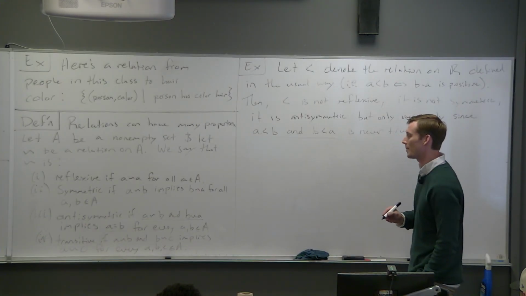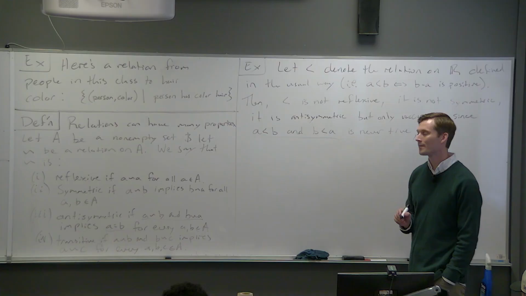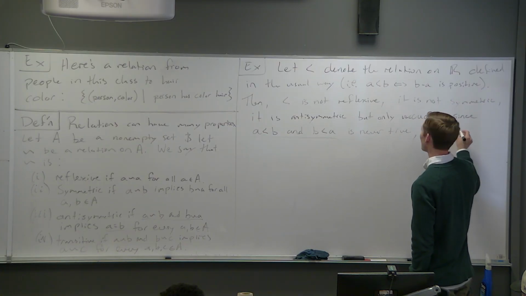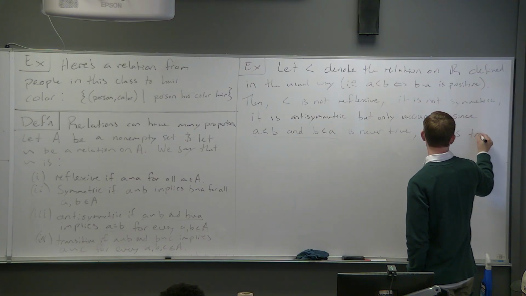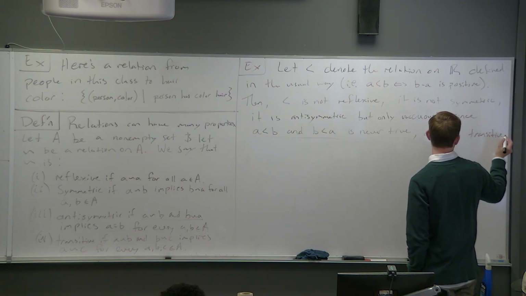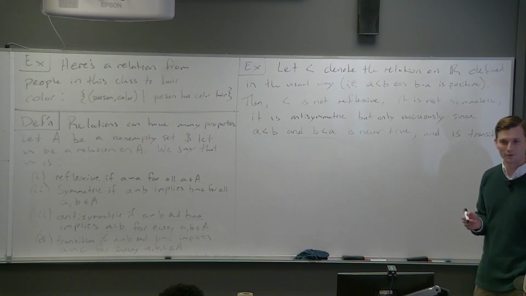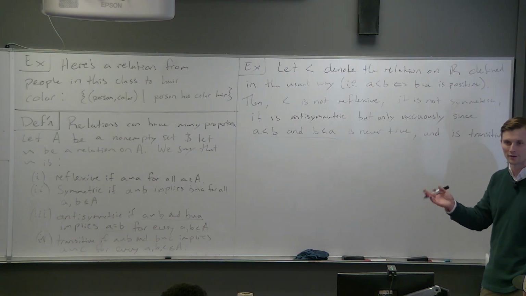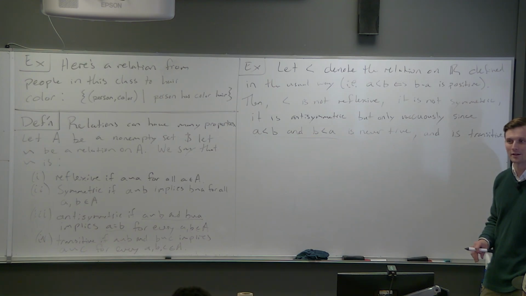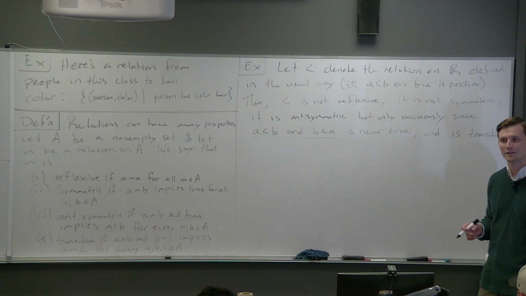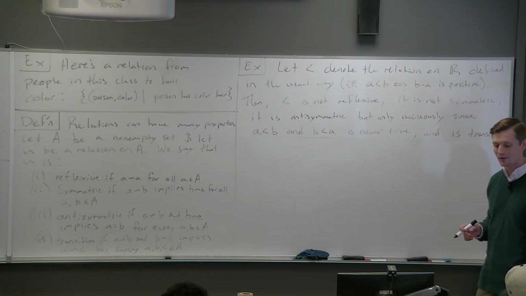All right, now what about transitive? It is transitive, right? 2 is less than 3 and 3 is less than 5, so 2 is less than 5, right? You can follow a string of inequalities and then collapse the middle pieces. Does that make sense? All right, cool. So there's an example. What do you think of it?